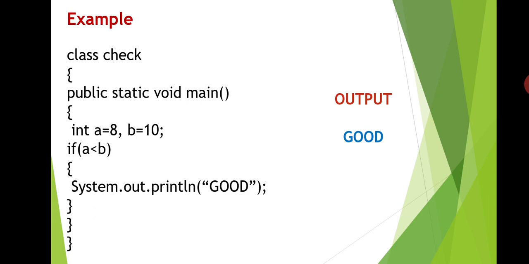See this example. Within the public static void main method, we have taken two variables of integer type, a whose value is 8 and b whose value is 10. Here with the if, I am checking if the value of a is less than b. According to the values given, the condition is true. So what is being done after if? Here with system.out.println, I am printing good as a message. As the condition is true, good will be printed.